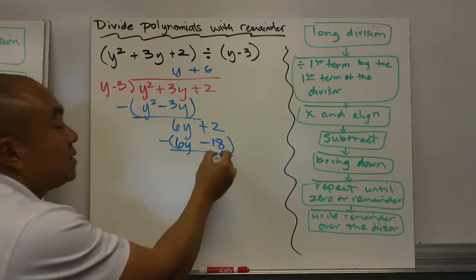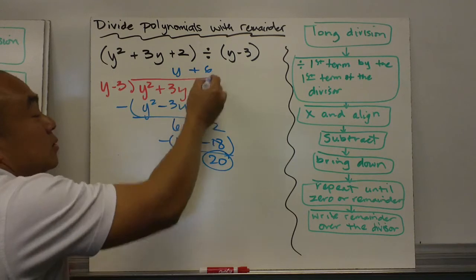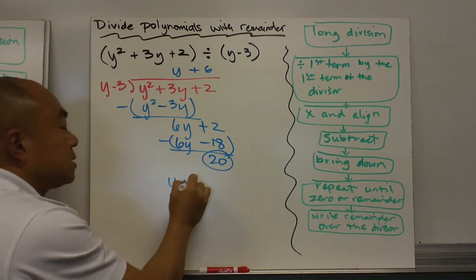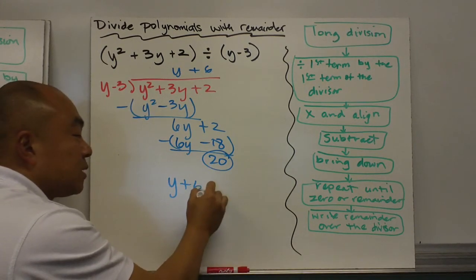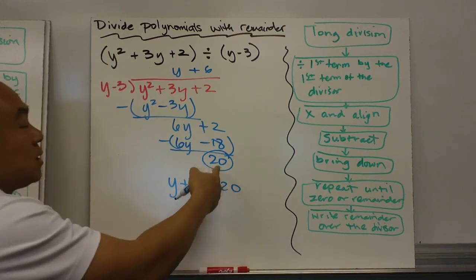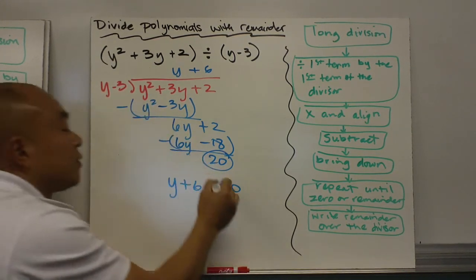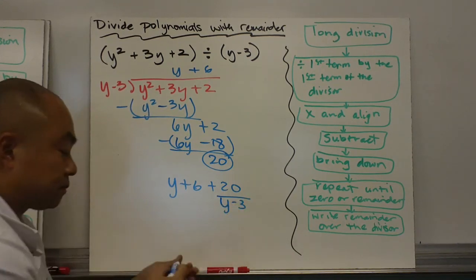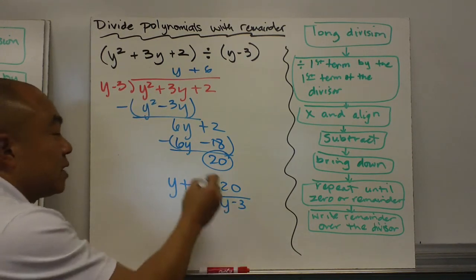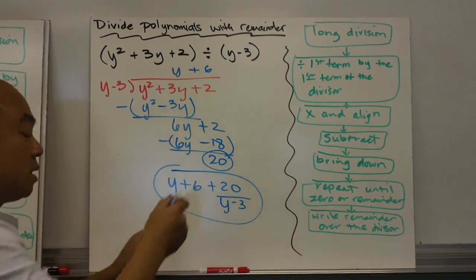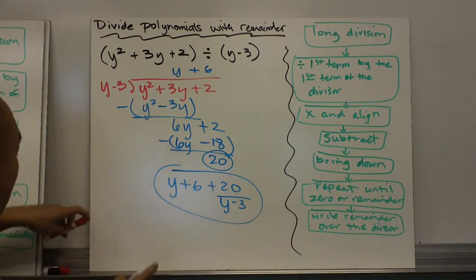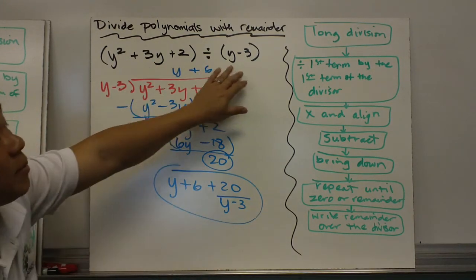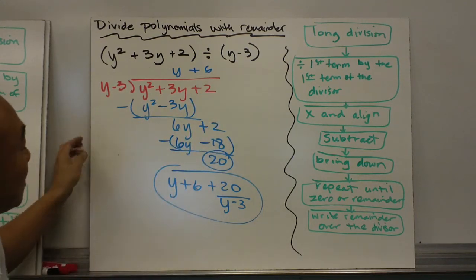So my answer has a remainder. It's a remainder of 20, so let's rewrite it. It's going to be y plus 6. And then because it's positive, you're going to add 20. And because 20 is your remainder, you still have to put it over the denominator, which is y minus 3. So this right here is your entire answer for when you're dividing this polynomial by this binomial, and it has that remainder right there.